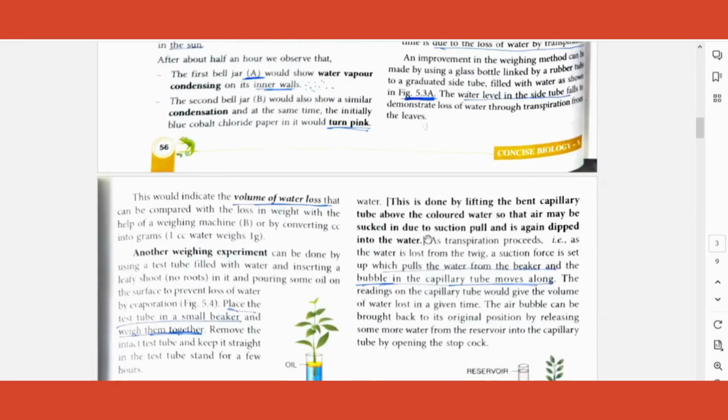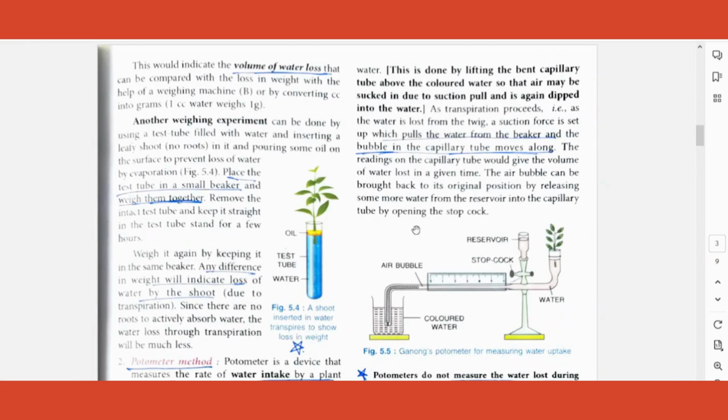Third is very similar to it. Instead of the entire plant, we are taking a small shoot. In a test tube, before and after keeping it in the sunlight, you check the weight. Same thing, but here you will easily observe a large loss in water because this is only a small twig. Now, one more thing: why is oil used here? We had the same question previously also. Oil is used to prevent evaporation of water.